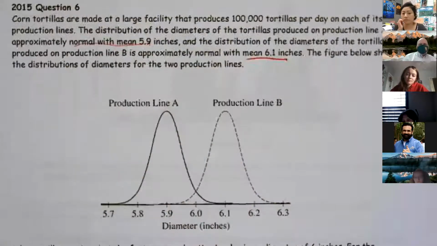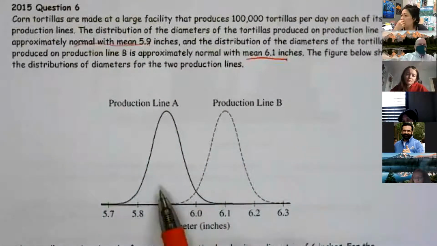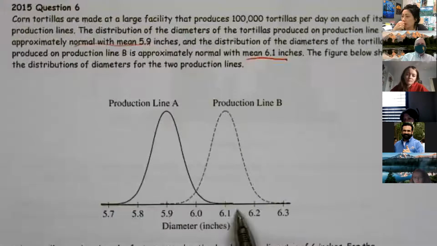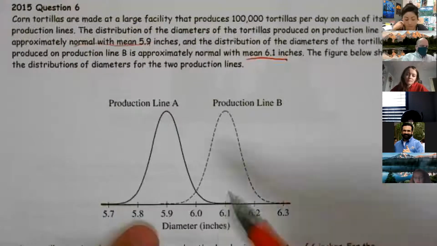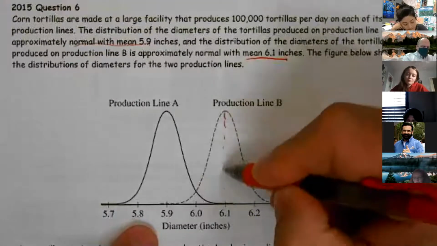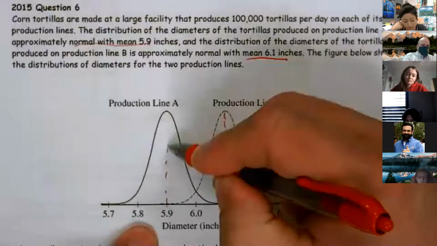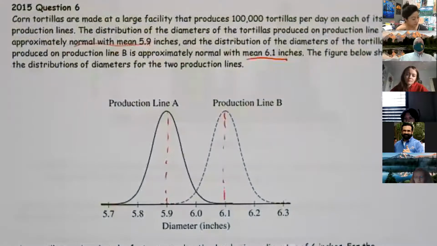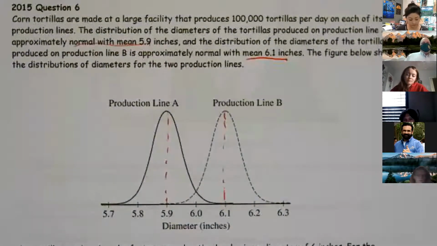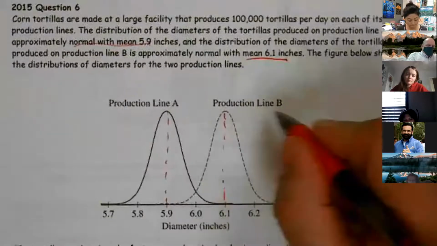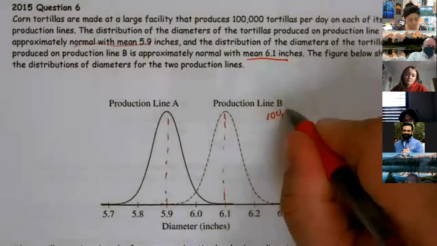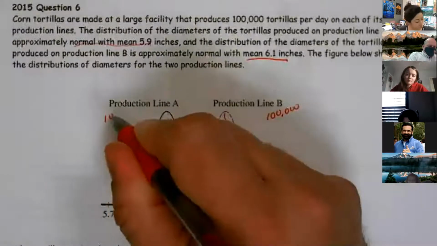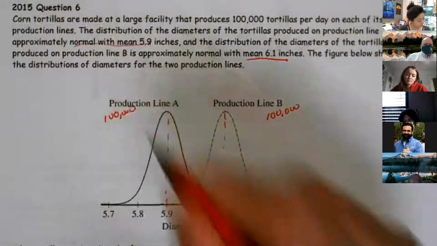So we have 2 normal distributions, one with a mean of 5.9, another with a mean of 6.1, and that's kind of what they've shown here. All right, so we have 2 normal distributions, and that's the way they're centered. And the figure below shows the distribution of the diameters for the 2 production lines. And we're getting 100,000 from this one and 100,000 from that one.